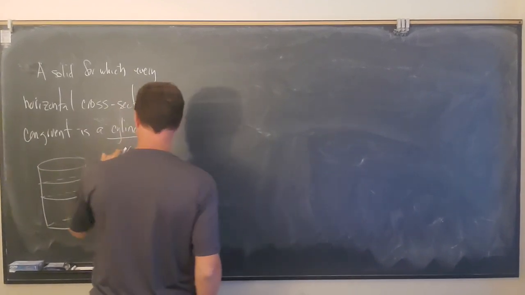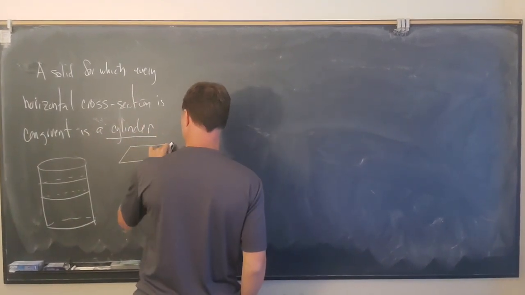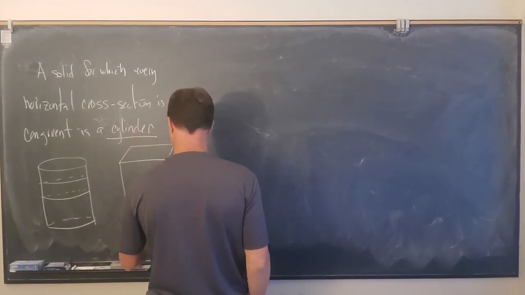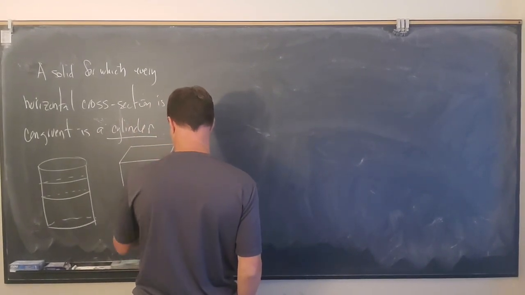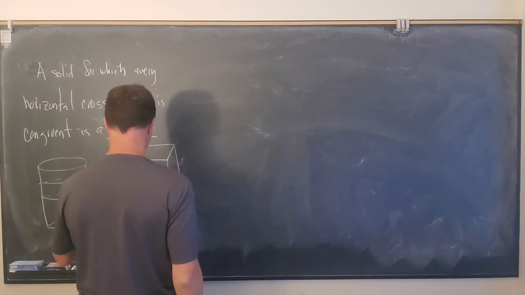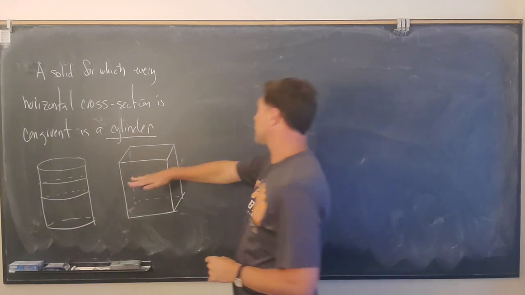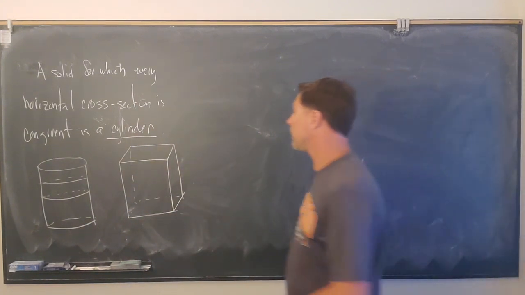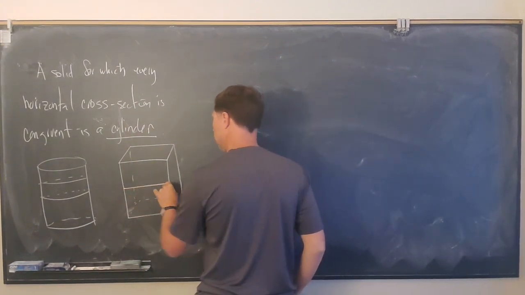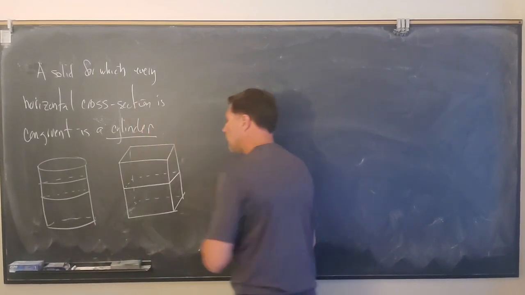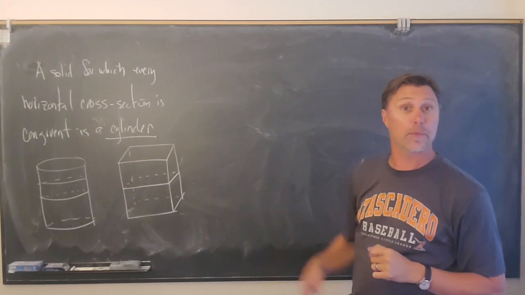But here's another example of a cylinder. What I'm drawing here is just a rectangular box. And if I slice through this horizontally, every horizontal cross-section is a rectangle. So here's another example of a cylinder.